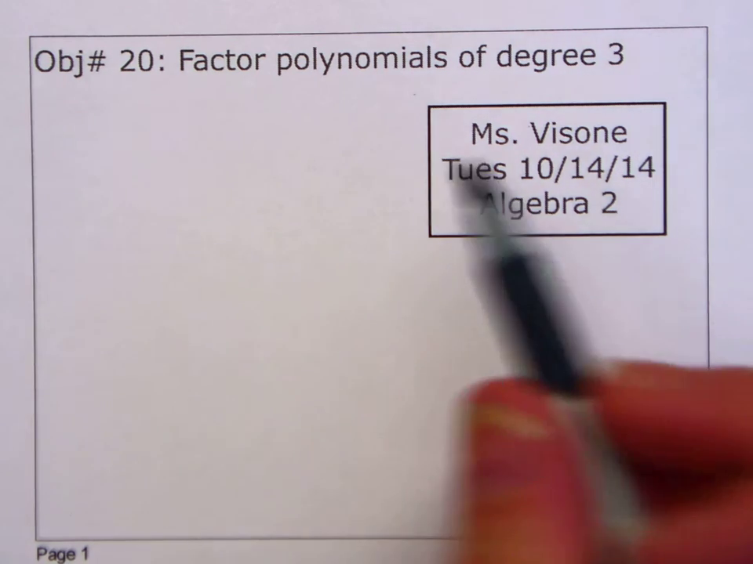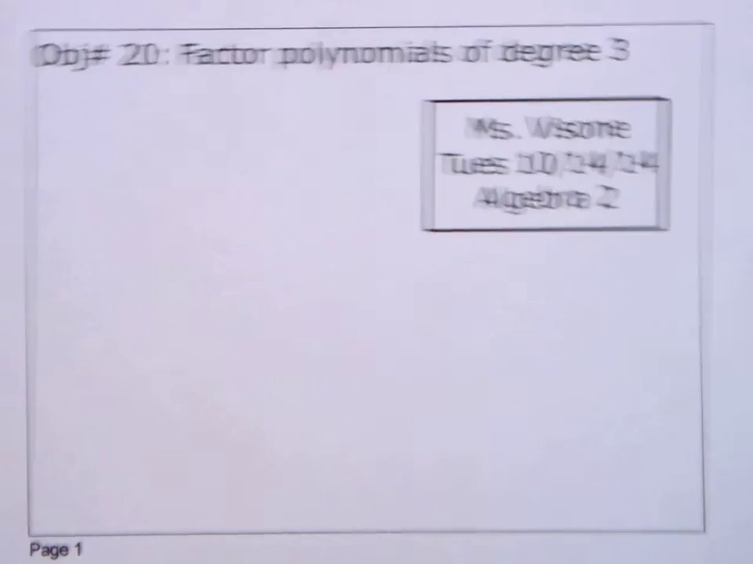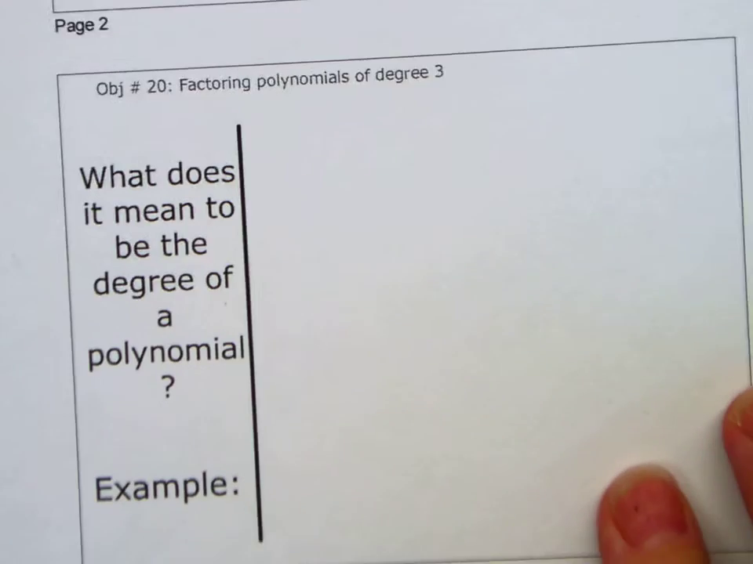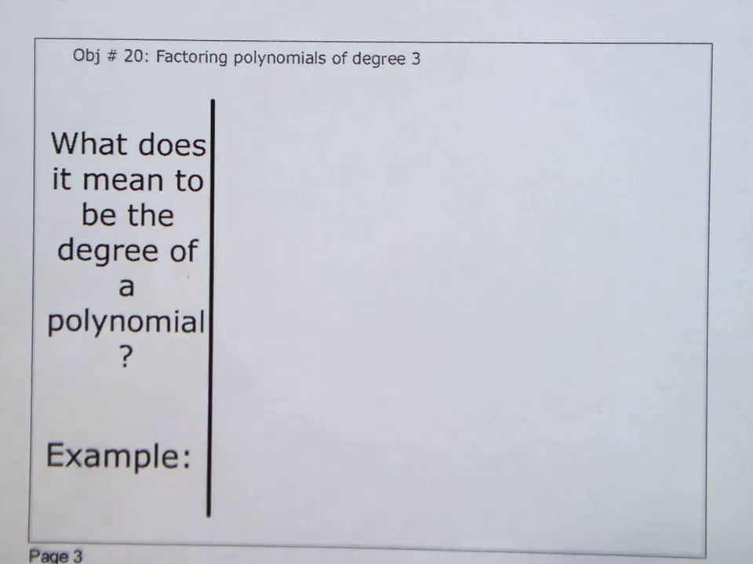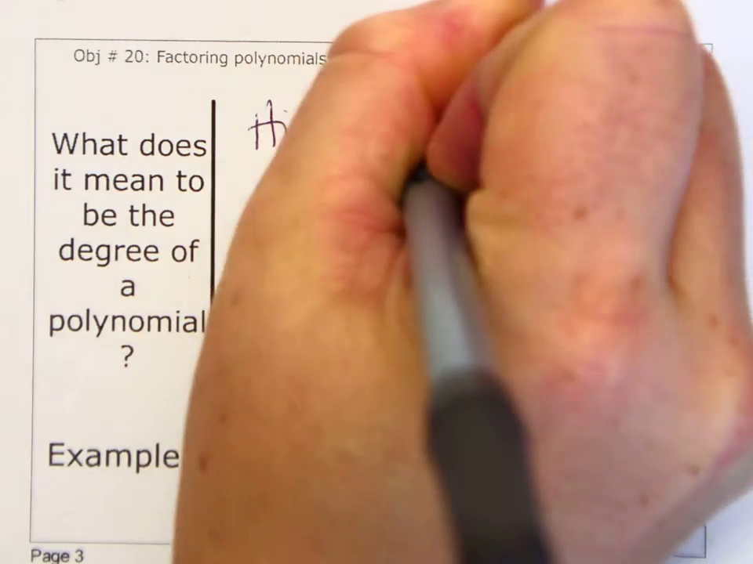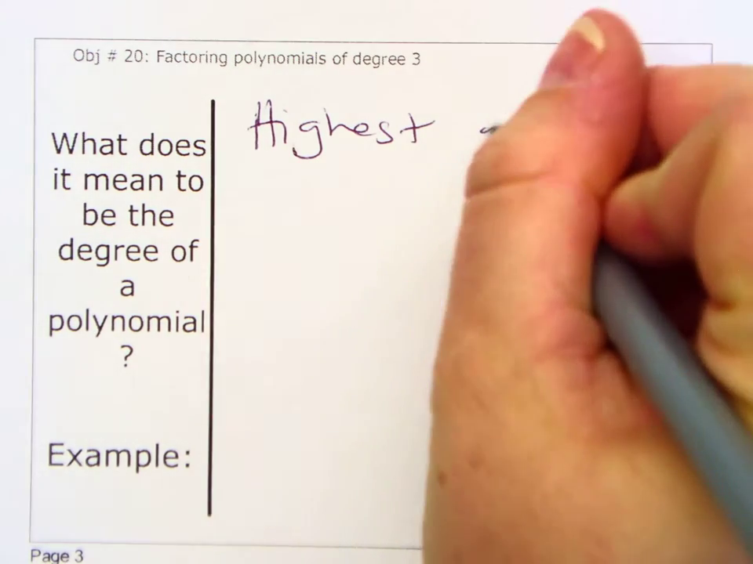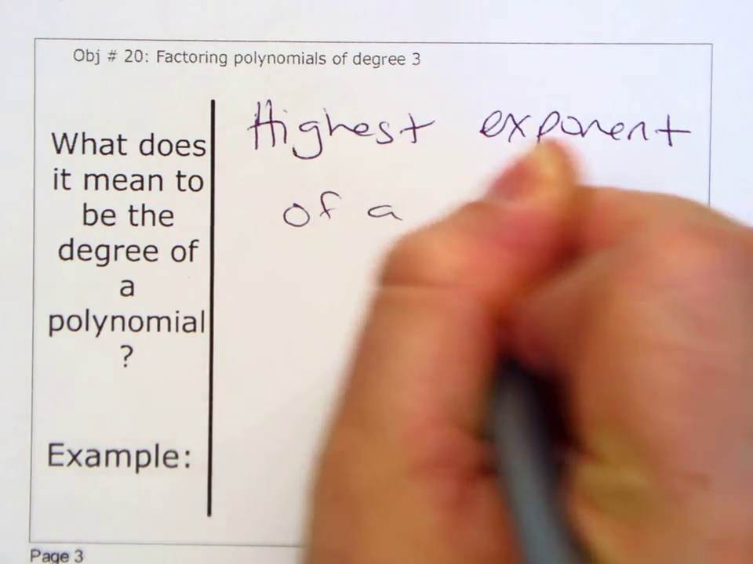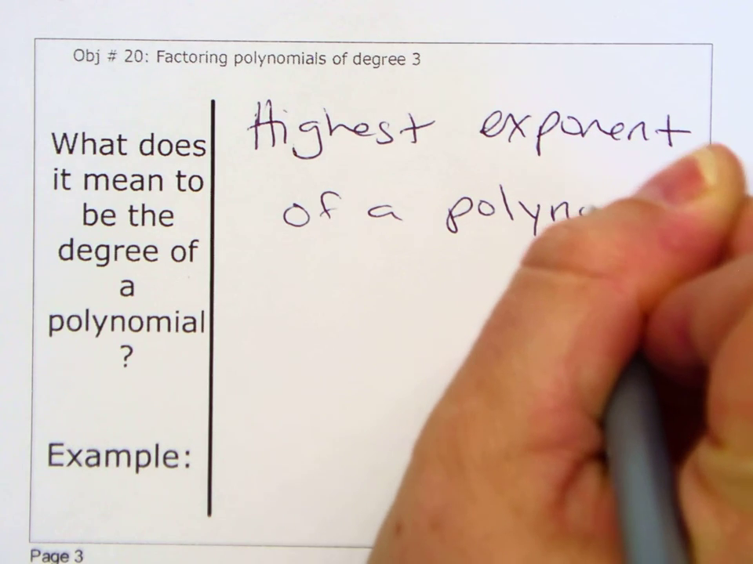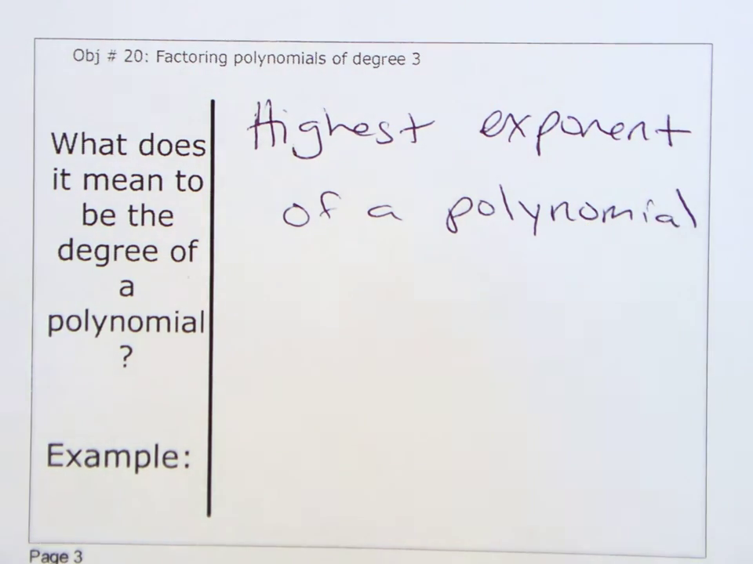Okay, so we're going to be factoring polynomials of degree 3. So let's first talk about what that means. What does it mean to be the degree of a polynomial? The degree of the polynomial is the highest exponent of a polynomial. It's just the highest exponent.